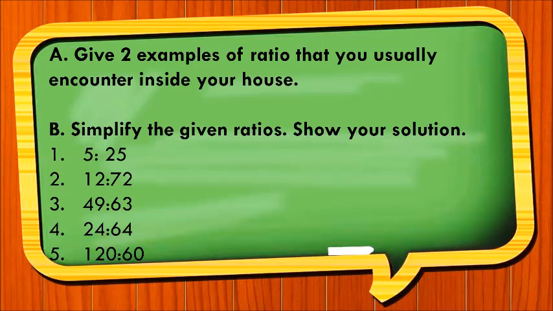Okay. For example, how many are you inside your room? So you can say one room is to two children. Isn't it? And that is already a ratio. Letter B, simplify the given ratios. Show your solution. Okay, so number 1, 5:25, 12:72, 49:63, 24:64, 120:60. So you try to simplify it.